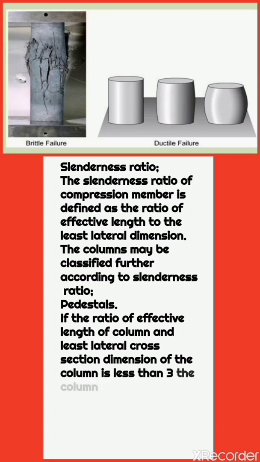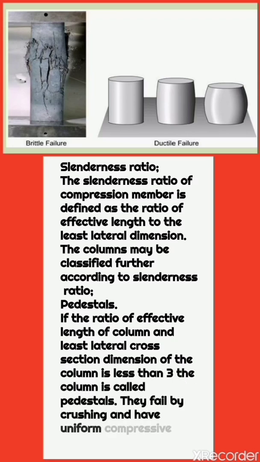First is pedestals. If the ratio of effective length of the column and least lateral cross-section dimension of the column is less than 3, the column is called a pedestal. They fail by crushing and have uniform compressive stress over the section.